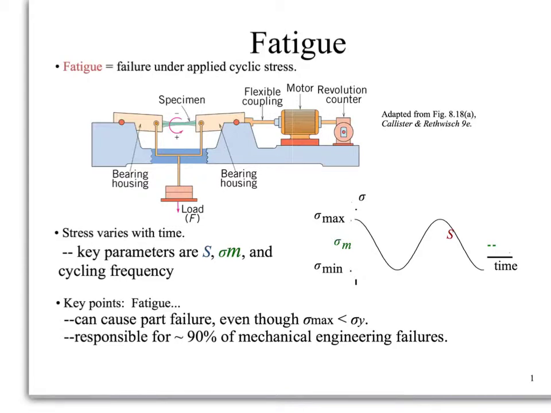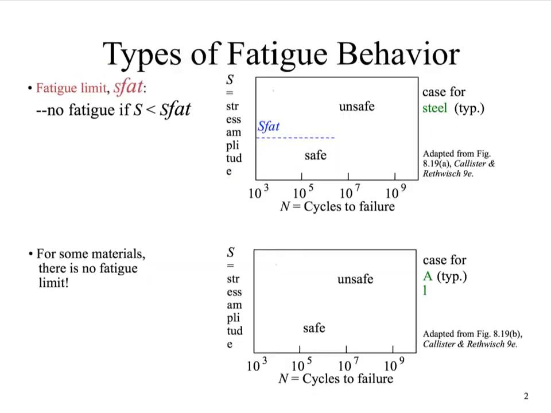Key points: the stress ratio, which is the min divided by the max, can also be obtained from the stress versus time curve. The key feature is that fatigue can cause failure even though stress max is less than stress yield, and it is responsible for 90% of the mechanical engineering failures.